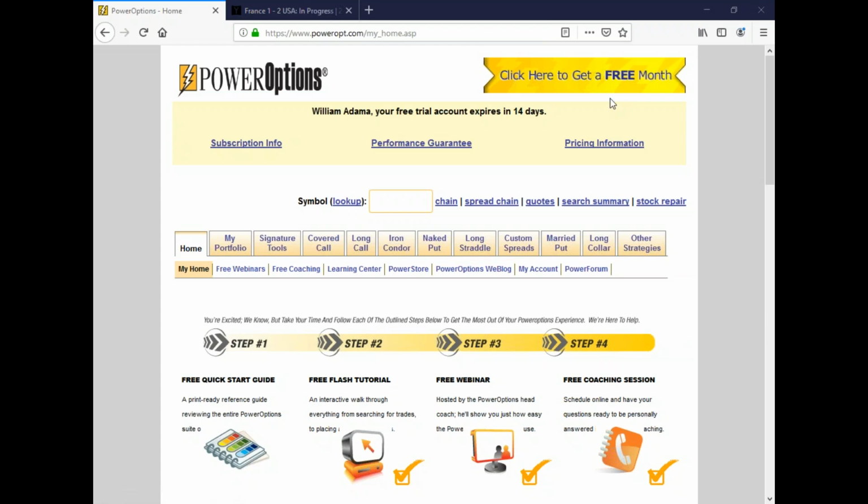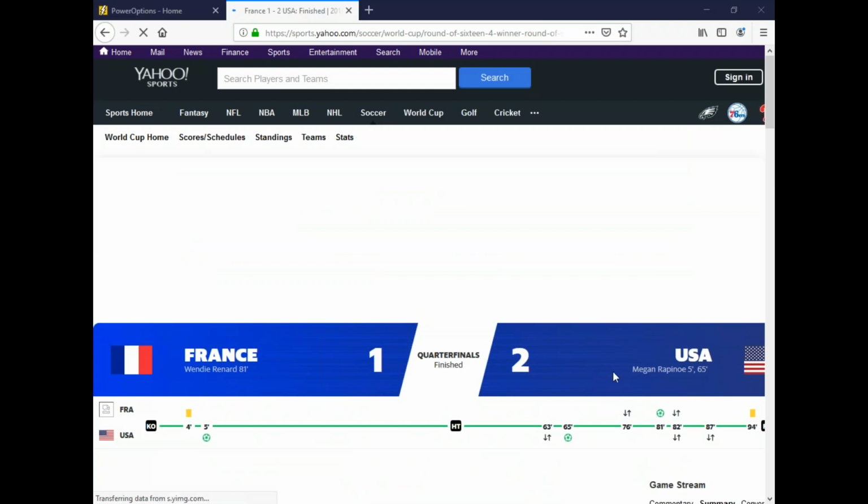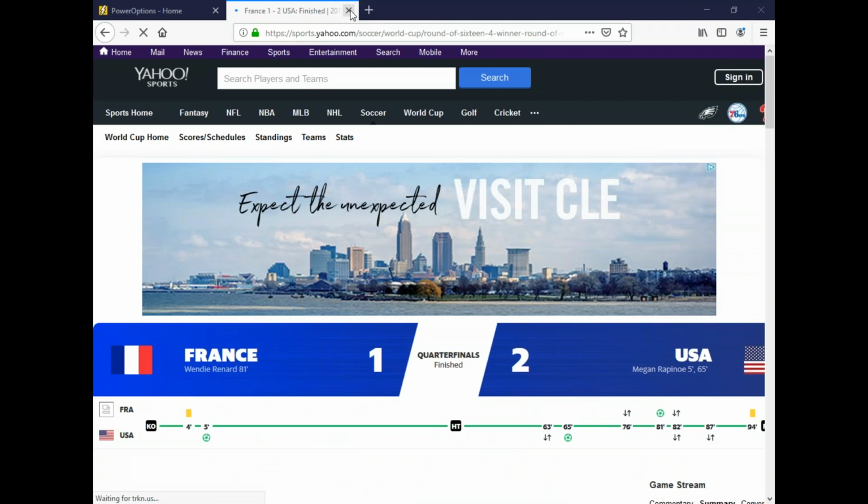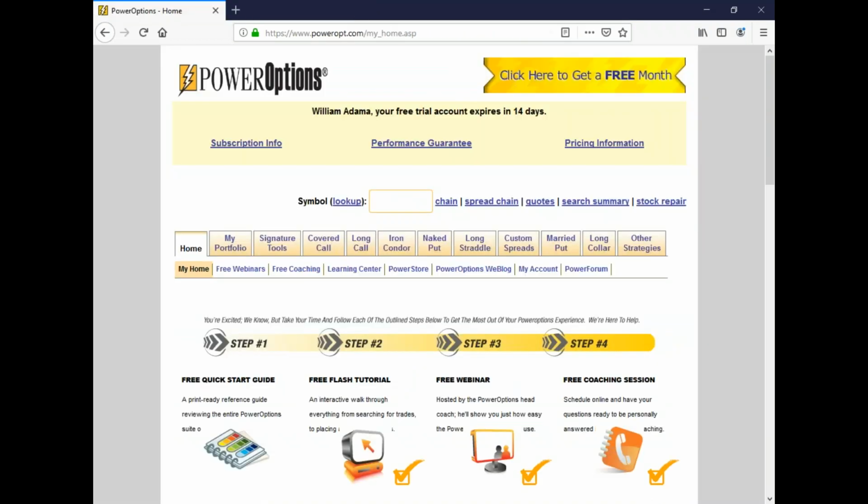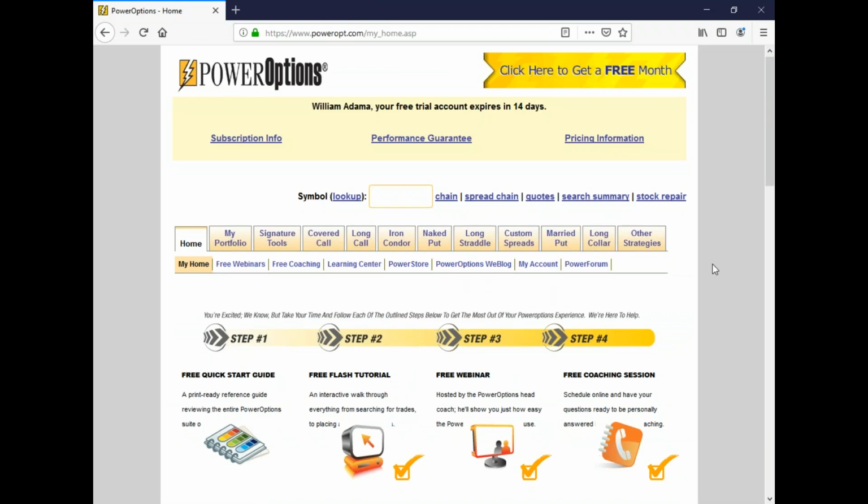All right, let's go ahead and check here real quick. And all right, looks like the game has ended, ladies and gentlemen. So those of you who were interested, that last half hour there, the U.S. did beat France in the quarterfinals 2-1, and there's that double header going on tomorrow as well. All right, back to PowerOptions now.